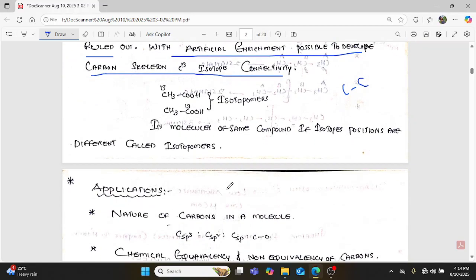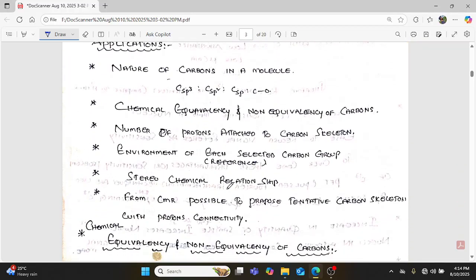The next thing is the applications, which are similar to proton NMR. The nature of the carbon in a molecule we will identify by using C13 NMR. In case of proton NMR, we identify the nature of the proton. That is the first application. Second, chemical equivalency and non-equivalency, how many protons are attached to the carbon skeleton, and the environment of each carbon group, stereochemical relationships, everything we can determine. The main application is this one.